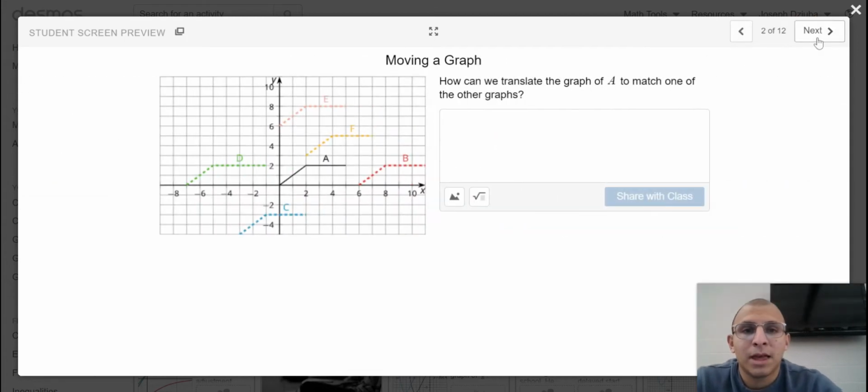Let's get into it. So in this image here, we have function a, which is our solid black line. And I would like for you to describe how we can translate the graph of a to match one of the other graphs. You should be able to identify that there is one graph we are unable to translate the graph of A to. We could relocate A to match it quite closely, but not to a specific degree.